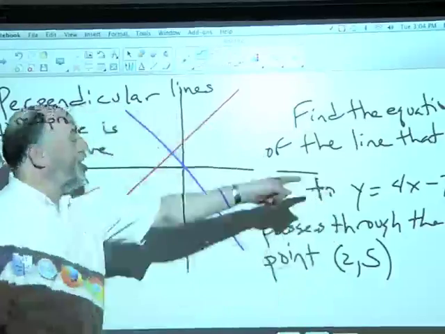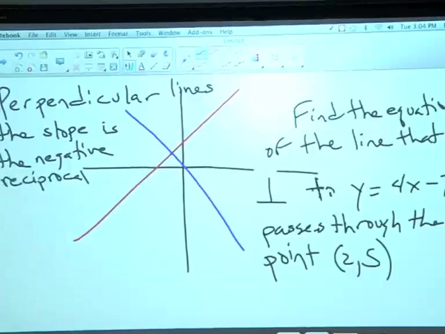All right. So what is the slope of my given line? 4. So what is the slope of the perpendicular line going to be? Negative 1/4. Okay.